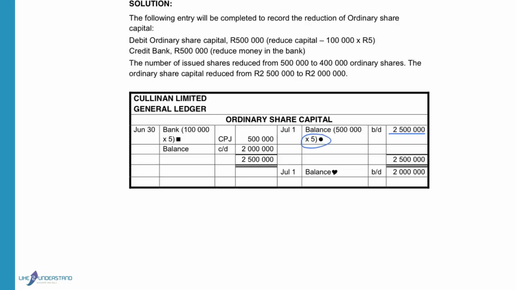So if you decide to buy it back at a higher price, you can still only put 5 Rand on the debit side of your ordinary share capital. And if you buy it back at a higher price, the rest of the amount will be taken out of retained income. So it is very important to look at the price at which the shares were originally sold that increased my capital account. And with that same amount, you must reduce your ordinary share capital account.